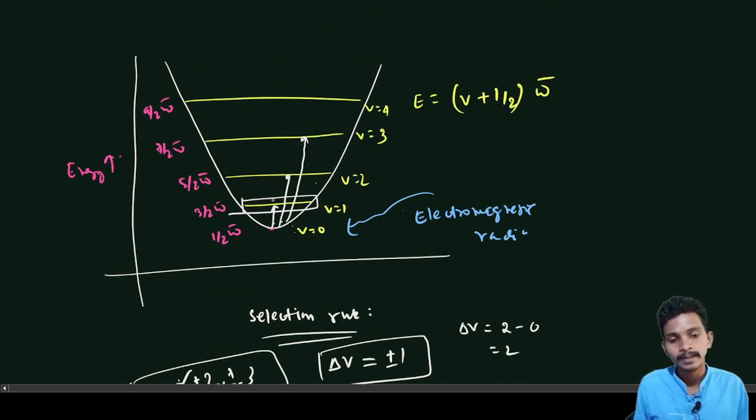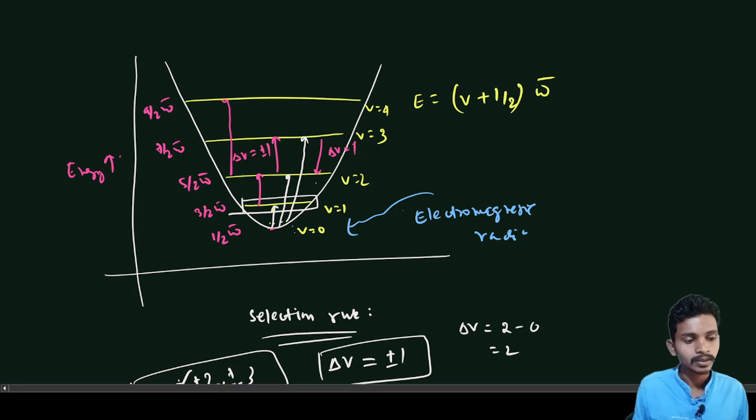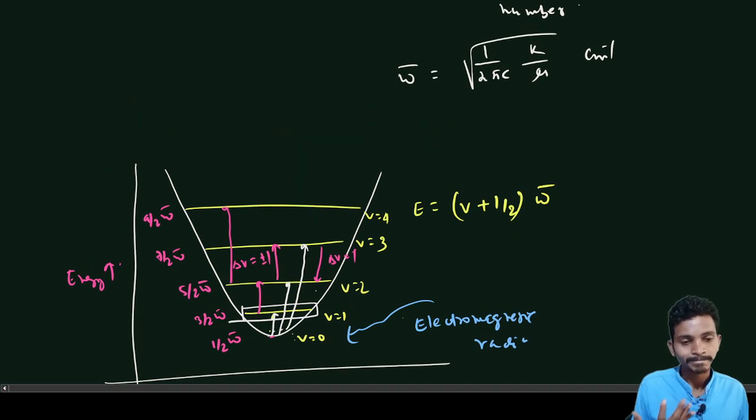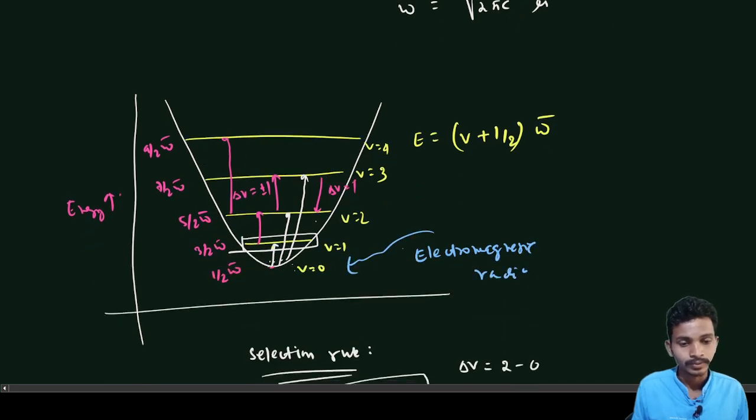So it can shift only from here to here, or from here to here, and from here to here, where delta v is plus or minus 1 as well. Or it can go from here with delta v equal to minus 1, but it cannot shift directly from here to here. We have discussed this in rotational spectroscopy also; the same selection rules apply here.